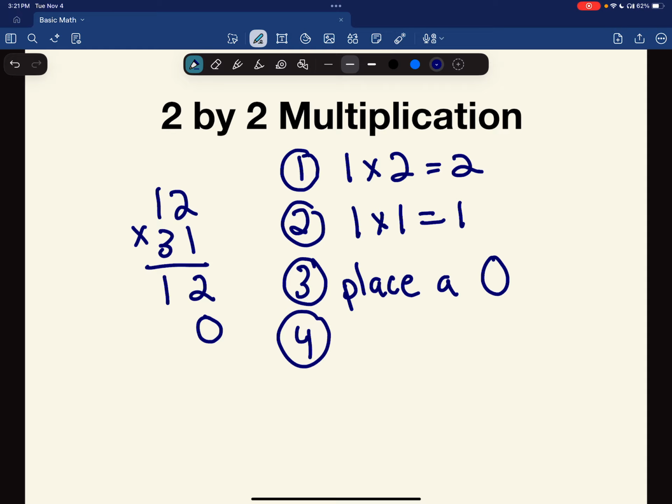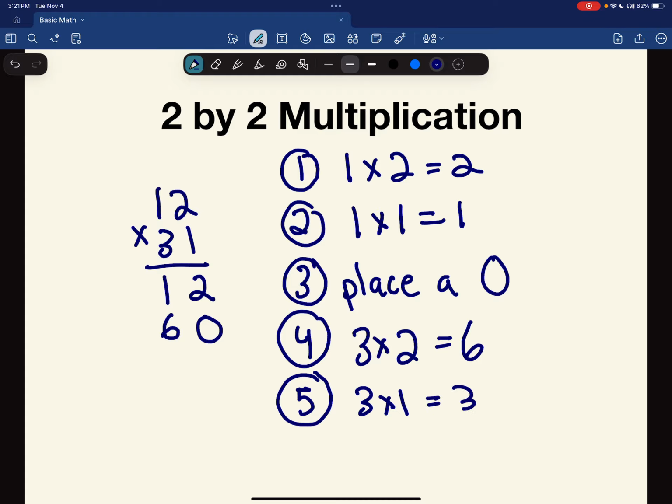Then we're going to do 3 times the digit across from it, which is 2. So 3 times 2 is 6. Going to place the 6 to the left of our 0, directly under the 1 in the 12. And then our fifth step is we're going to do 3 times the digit directly above it, which is 1. So 3 times 1 is 3. And we're going to write that to the left of our 6.